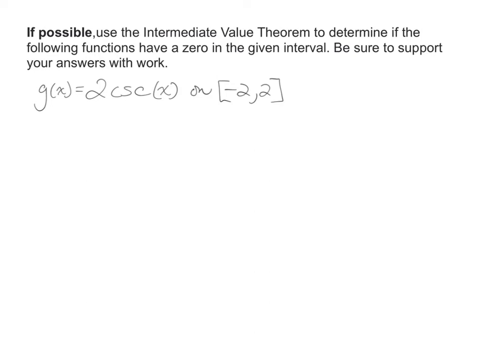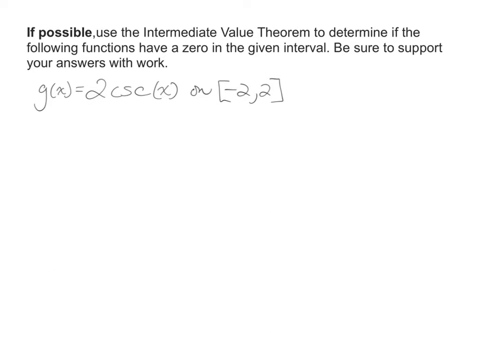If possible, use the intermediate value theorem to determine if the following functions have a zero in the given interval. Be sure to support your answers with work. Well, since we're not being asked to find where a zero is, we're just being asked to determine if there's a zero. We only need to check the three conditions of the intermediate value theorem.